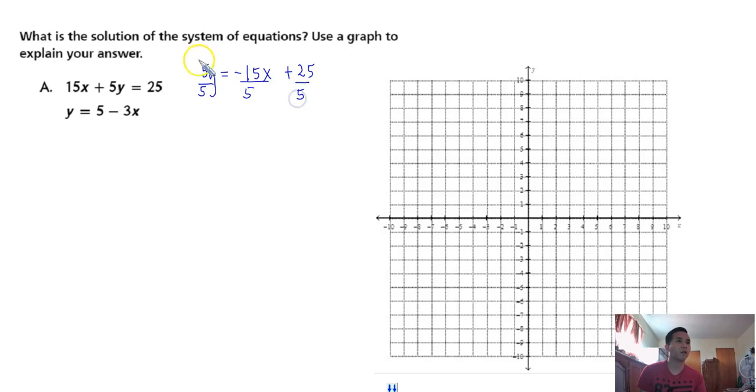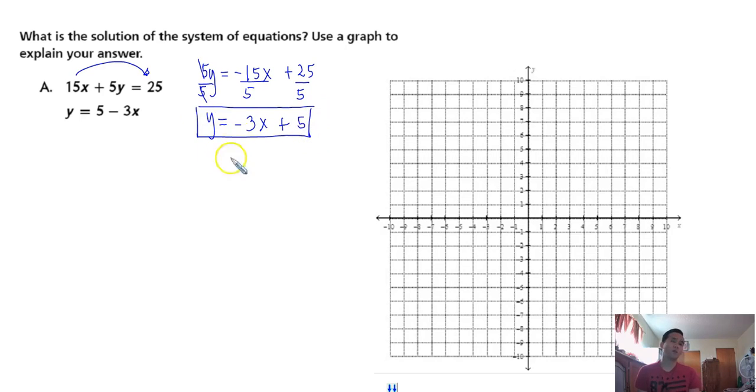You might be wondering, where did I get the -15? When you transpose this on the other side, you subtract both sides by 15x. That's why we have -15x here. So you have y is equal to -15 divided by 5, which is -3x, plus 25 divided by 5, which is 5. So we'll be using this equation here.